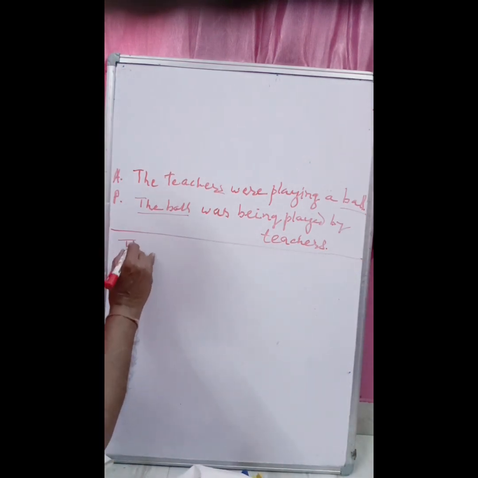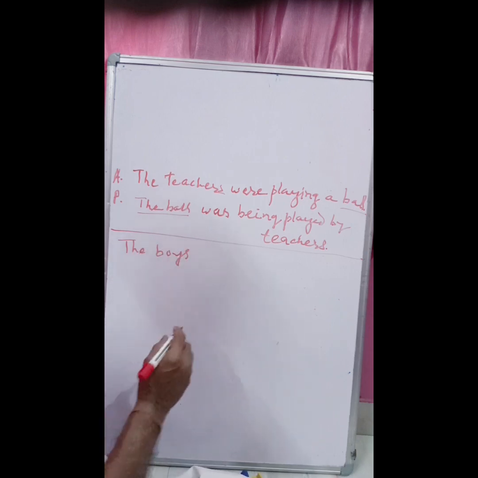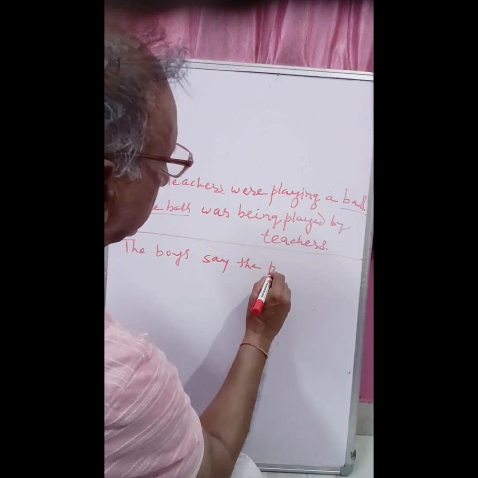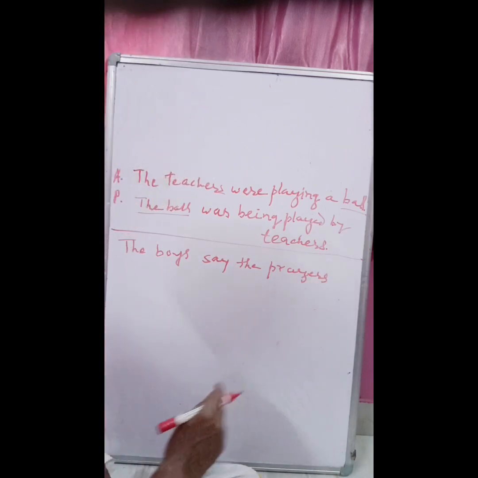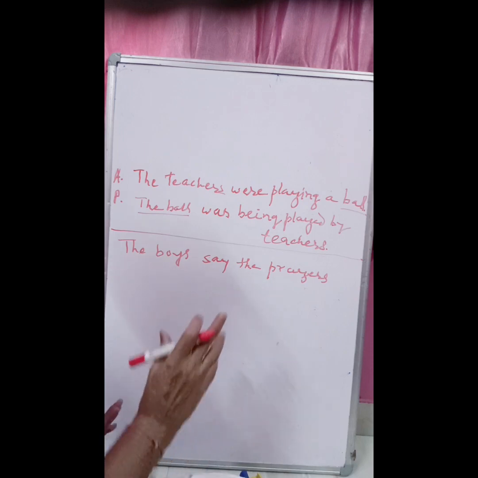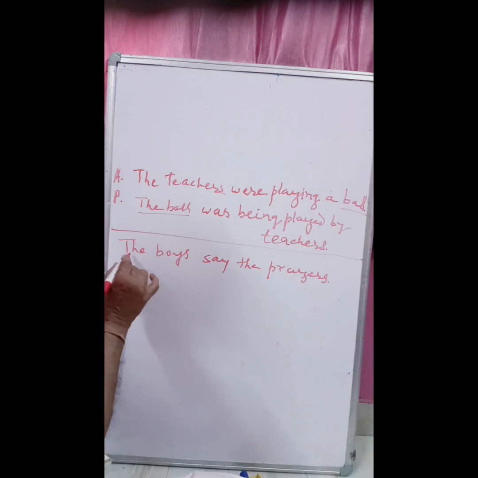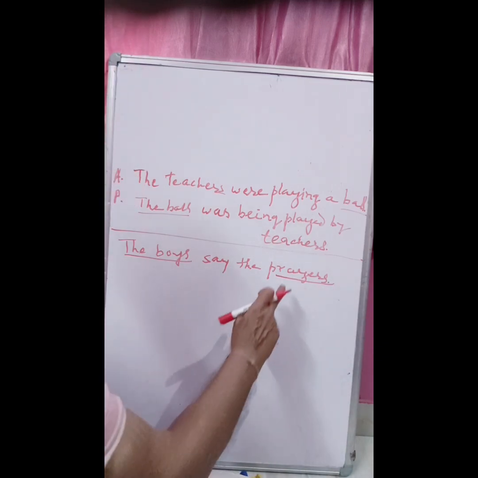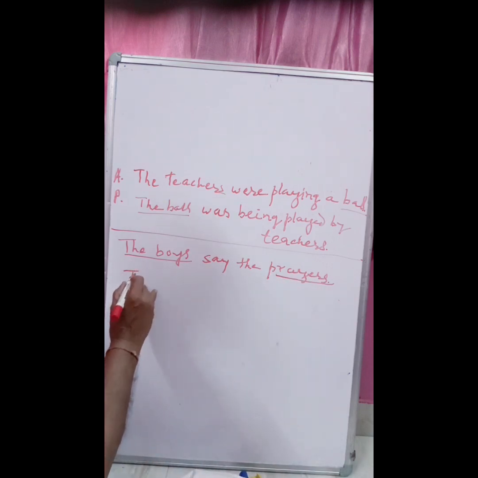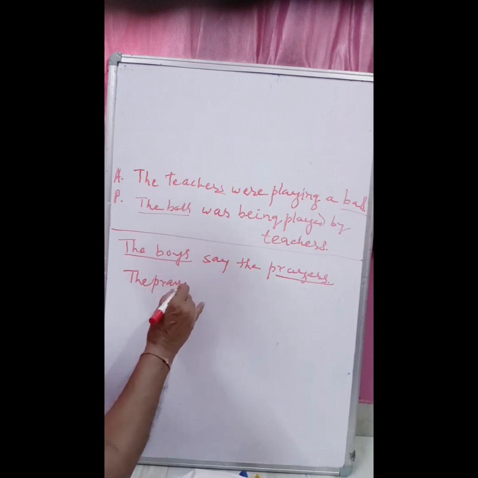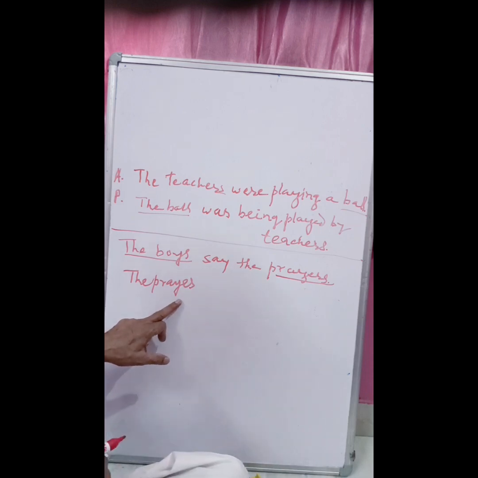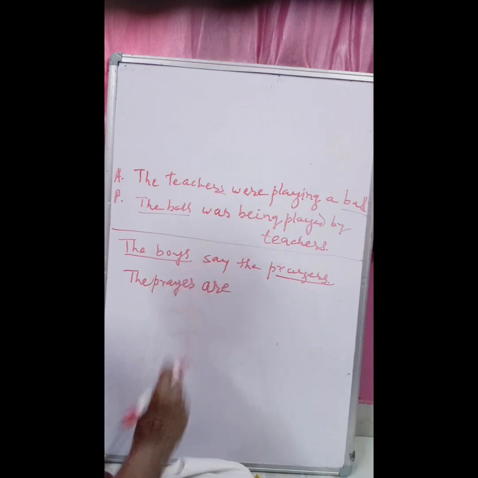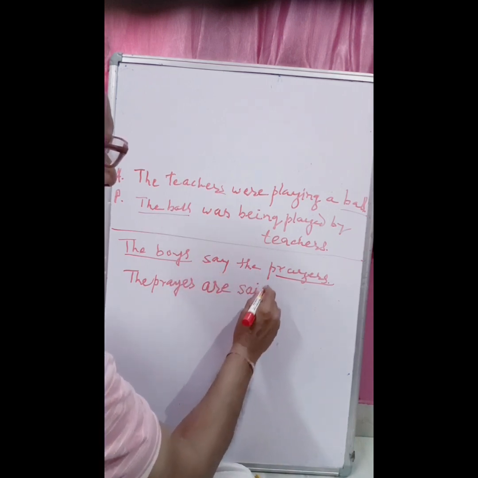Another example, the boys say the prayers. In the school, the boys say the prayers. Now, here the boys are the subject and prayers are the object. Now, therefore, the prayers, now, this is prayers, plural. It is present tense, say. So prayers are, the third form of say is said, are said by the boys.